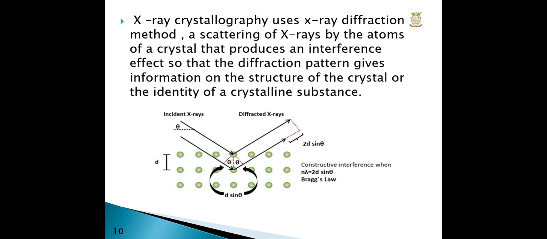X-ray crystallography uses the X-ray diffraction method, a scattering of X-rays by the atoms of a crystal that produces an interference effect, so that the diffraction pattern gives information on the structure of the crystal or the identity of a crystalline substance. Here you can see incident X-rays and diffracted X-rays on a particle.